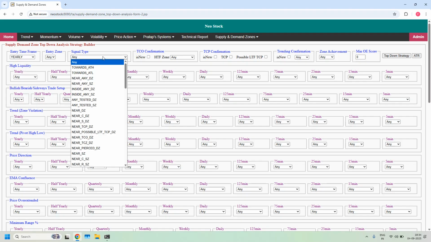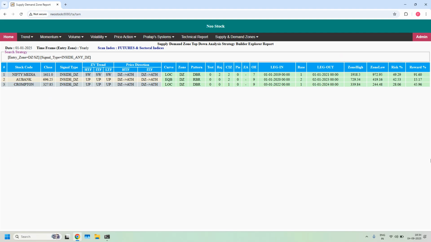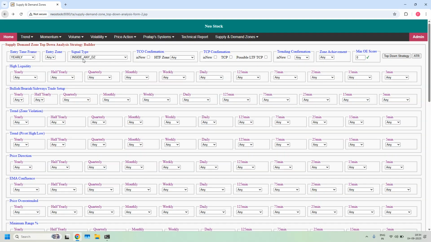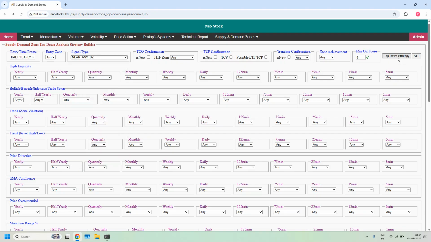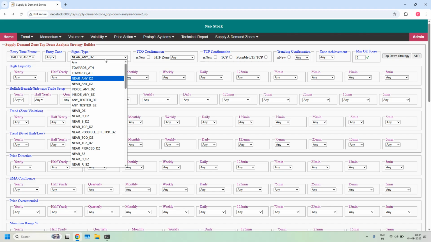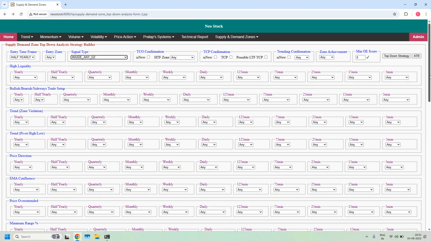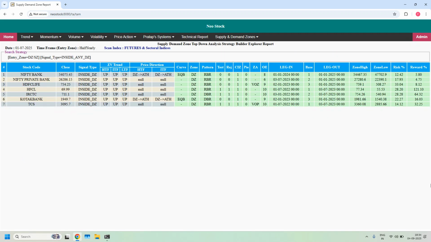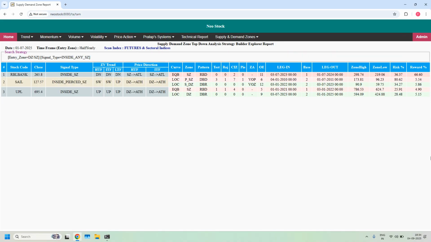Starting with yearly, price closed inside the yearly demand zone. We got 3 stocks. Next, price closed inside the yearly supply zone, no stocks. Next time frame, half yearly, stocks near the half yearly demand zone, I don't think any are available. No stocks near demand zones. Near the half yearly supply zone also no stocks. Price closed inside the half yearly demand zone, we got 7 stocks. Next, price closed inside the half yearly supply zone. We got 3 stocks.